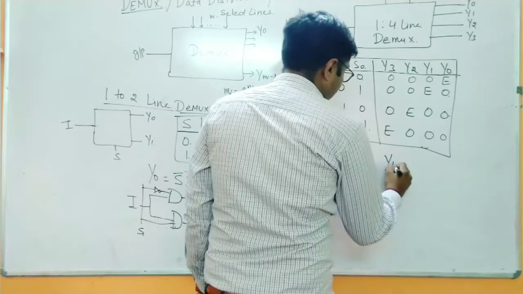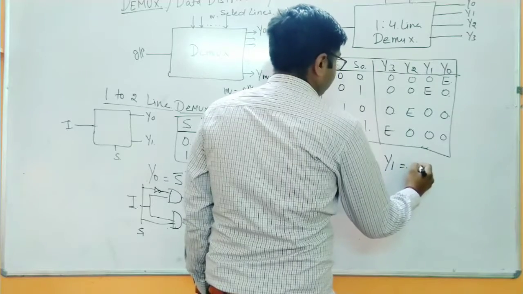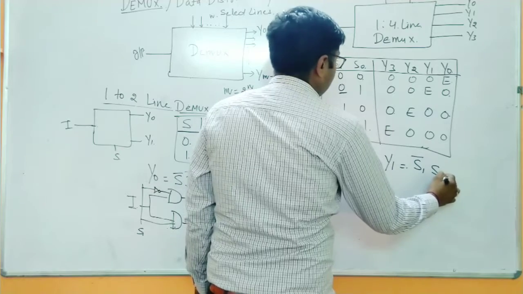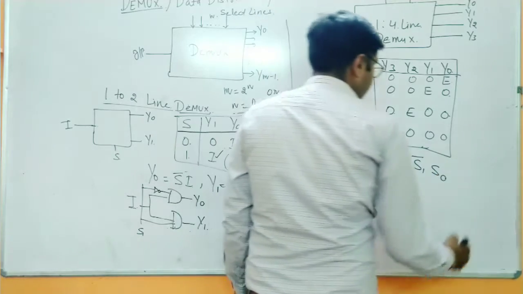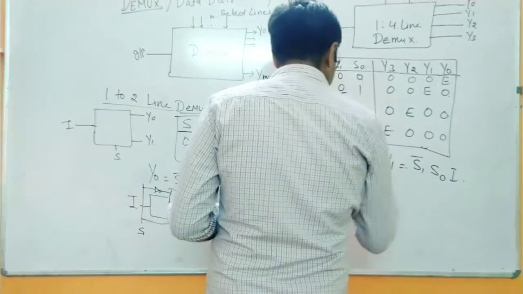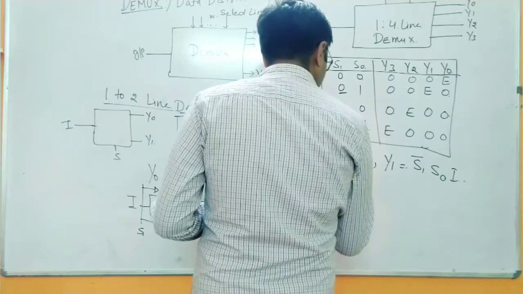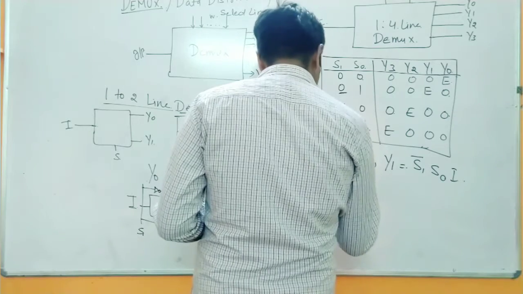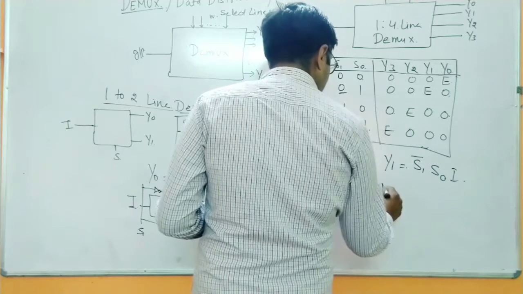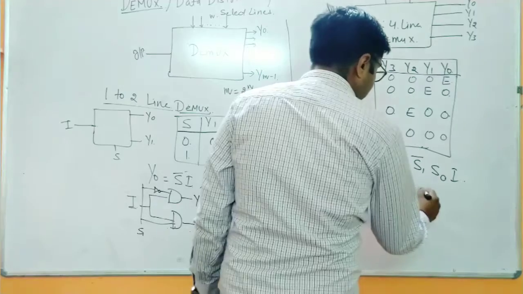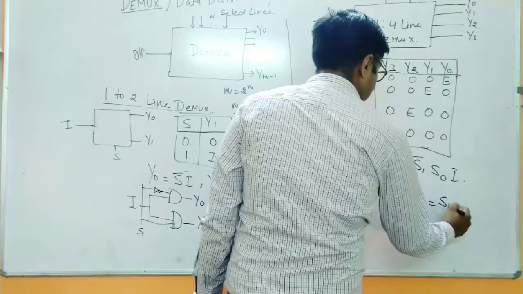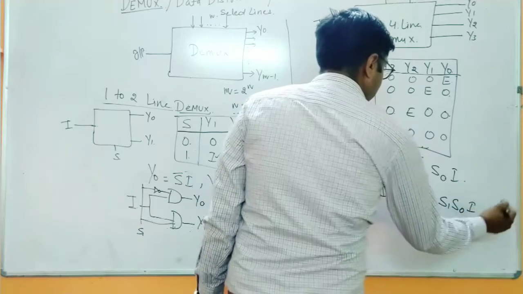Here Y1 is S1 bar, S0, I. Same. Y2 will be shown as S1, S0 bar, I, and the last but not the least, Y3 will be S1, S0, I.